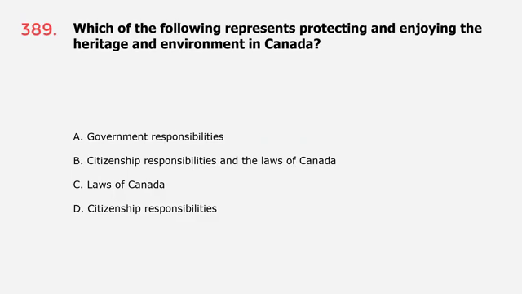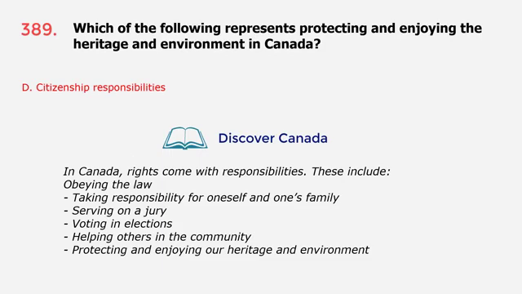Question 389. Which of the following represents protecting and enjoying the heritage and environment in Canada? A. Government responsibilities. B. Citizenship responsibilities and the laws of Canada. C. Laws of Canada. D. Citizenship responsibilities. The answer is D. Citizenship responsibilities.